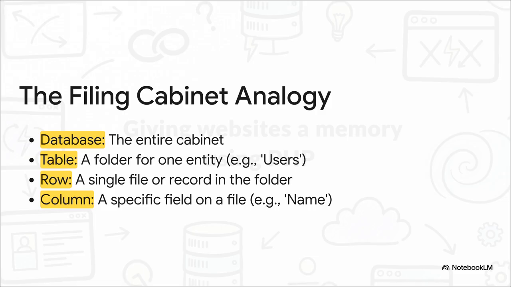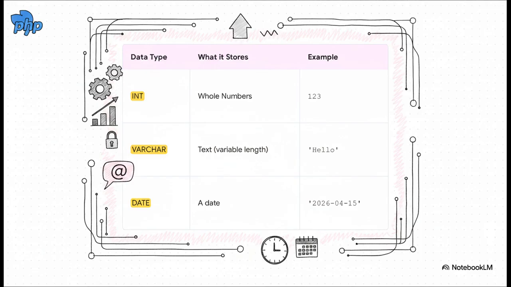Those are your columns. Now, when you create these columns, you have to tell the database what kind of information is going in there. These are called data types. So for a whole number, you'd use int. For text, you'd use varchar. For a date, you'd use, well, date. This is super important because it keeps the database organized and working really efficiently.